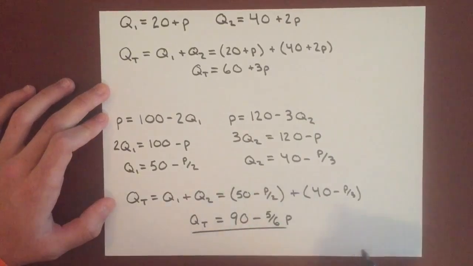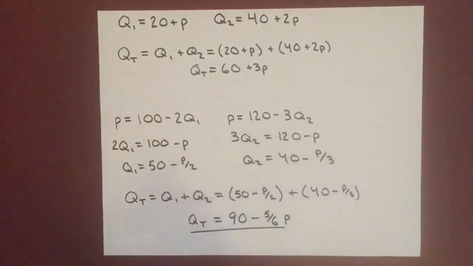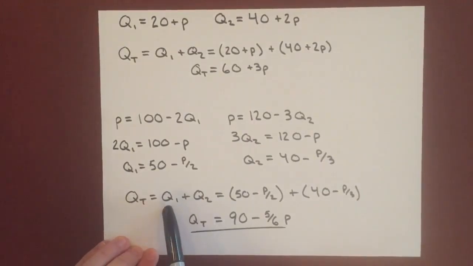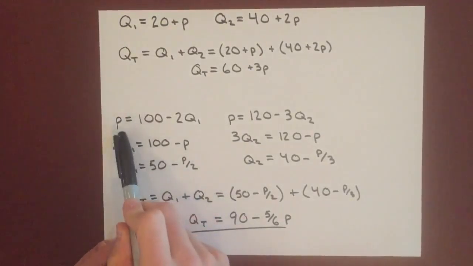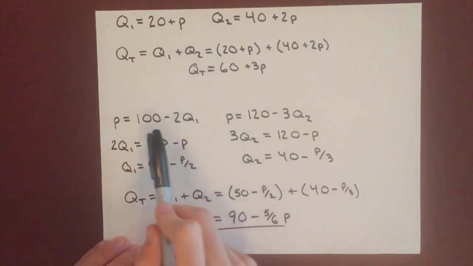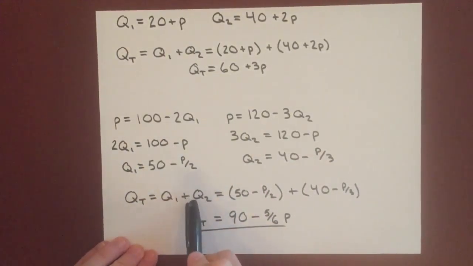So this is our Q total, and the key thing to remember here is you add after you've solved for quantity 1 and quantity 2. So if you get an inverse demand or supply curve, you just need to remember to solve for Q before you add.